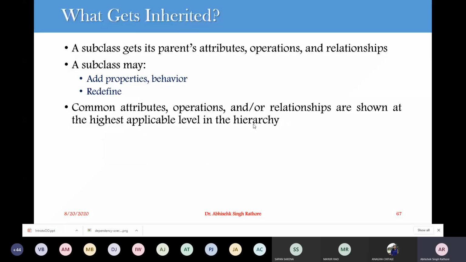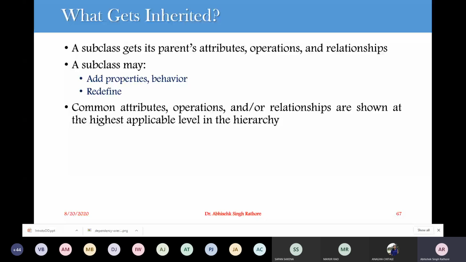So again, the question is what gets inherited from the superclass. The subclass gets its parent's attributes, operations, relationships, identities, and so on. We are not going for the language specification with public, protected, private, and no access modifier here. We are just going for the methodology. In this methodology, a subclass gets the attributes from its parent classes, or the operations, or the relationships with the other classes. So we are having different attributes.